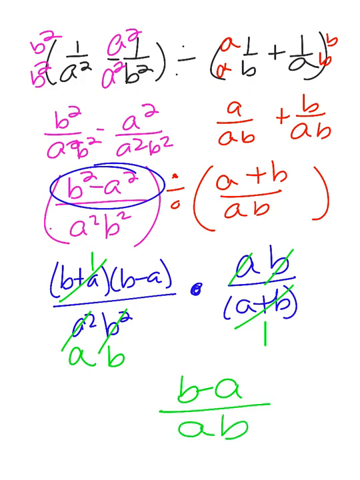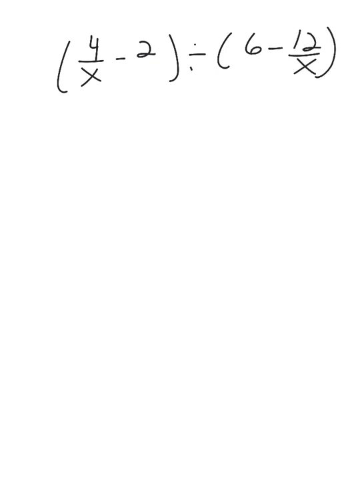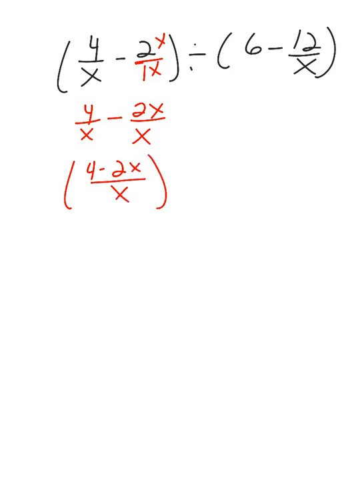So let's take a look at b. All right, so b is 4 over x minus 2 divided by 6 minus 12 over x. So again, same thing, I have to get one fraction. So this is 2 over 1. I'm going to multiply the numerator and denominator by x. So that's 4 over x minus 2x over x. Subtract the numerators, we get 4 minus 2x over x.